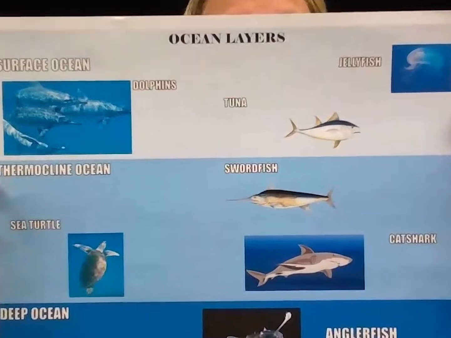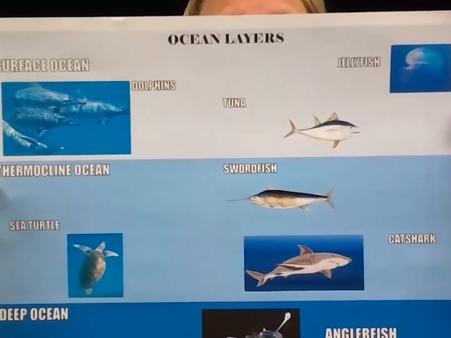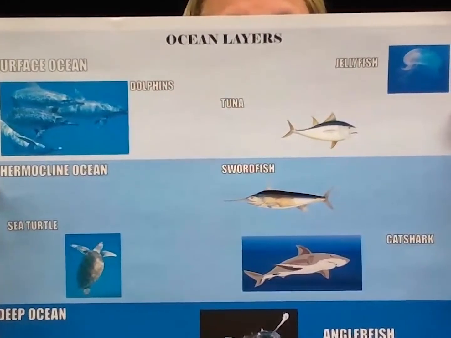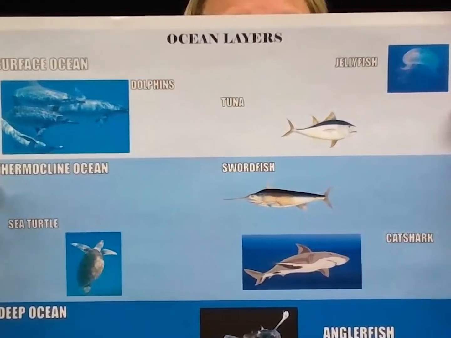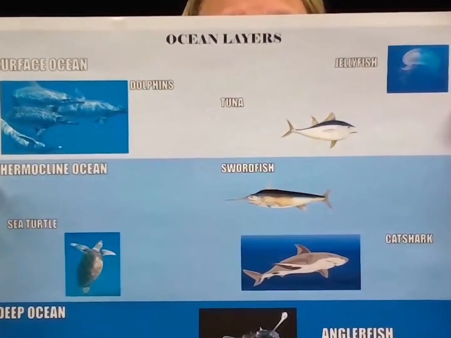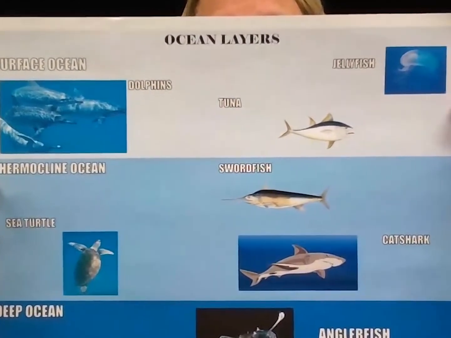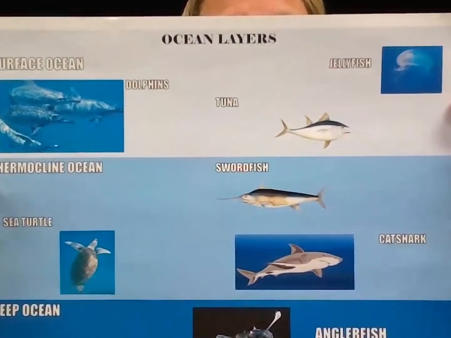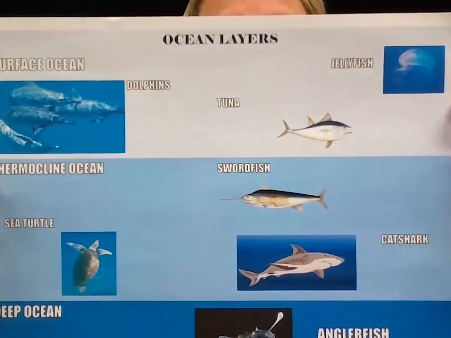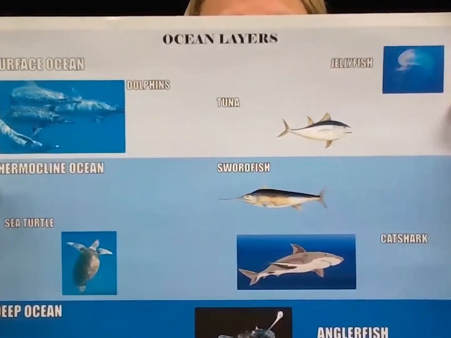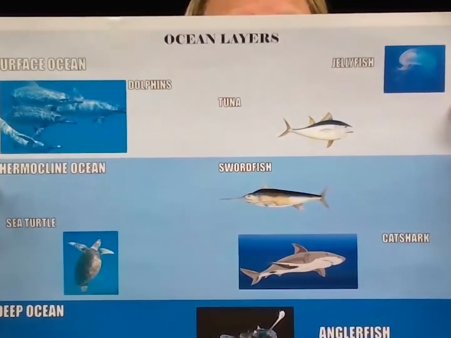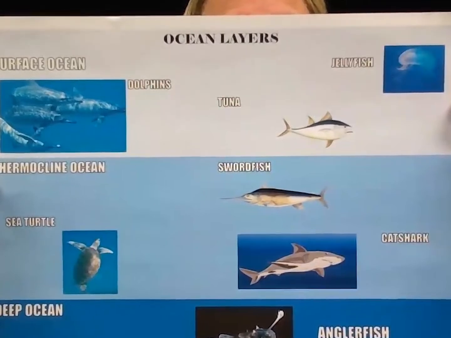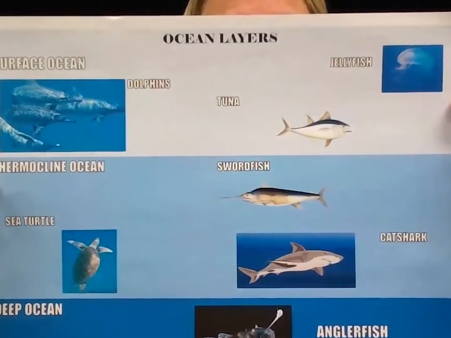The next layer is the Thermocline Ocean. The thermocline is the area of the ocean where the temperature drops rapidly and the density increases quickly. This layer starts at 200 meters and transitions to the deep ocean. The deeper in the thermocline layer you are, the colder it is. In this layer, you can find animals like sea turtles, swordfish, and cat sharks.